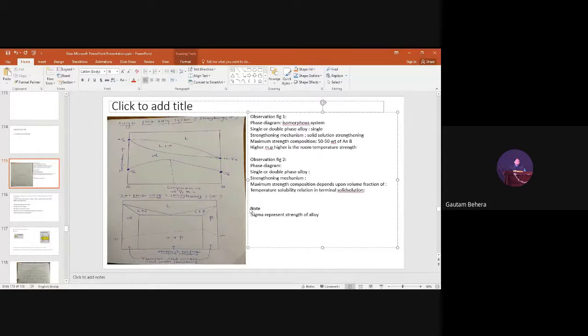On what basis does the melting point depend? How can you decide whether the melting point is higher or lower? Bonding. Bond strength, very good. If the bond strength is very high, the melting point will be high. Obviously, if the bond is stronger, then the strength will be higher at room temperature.